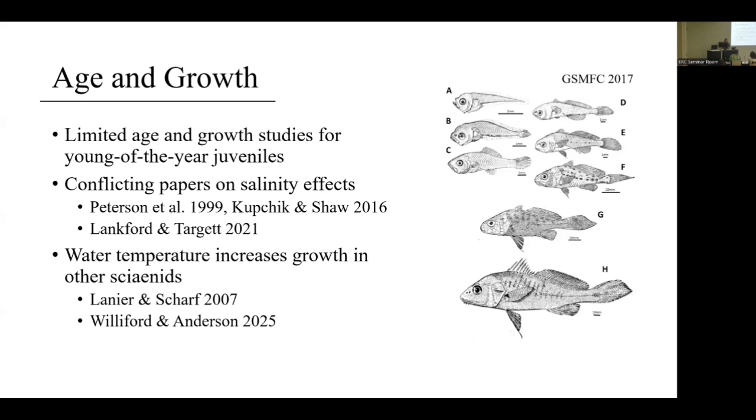Water temperature has also been considered to be an important factor when it comes to growth, particularly in sciaenids. Other studies looking at red drum and sea trout have shown that warmer waters typically help with faster growth in juvenile and larval sciaenids. However, there has not been a lot of research published specifically for juvenile Atlantic croaker looking at temperature.